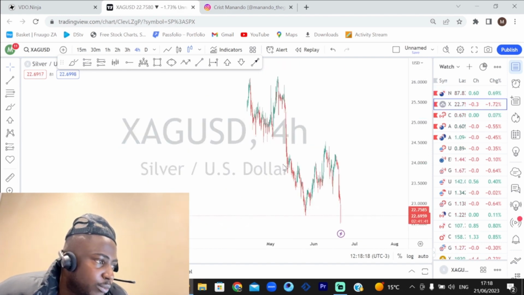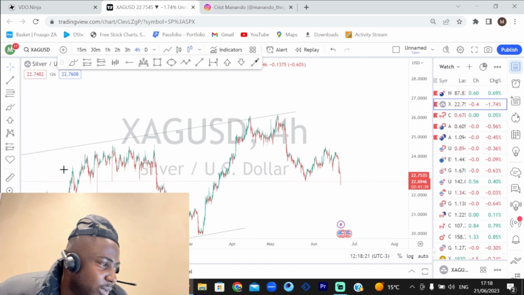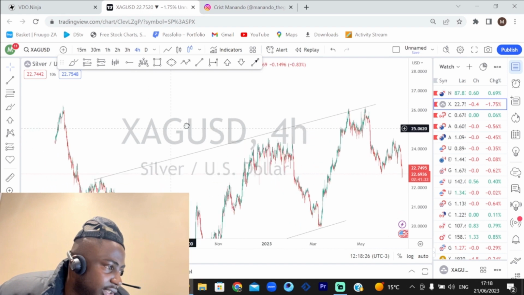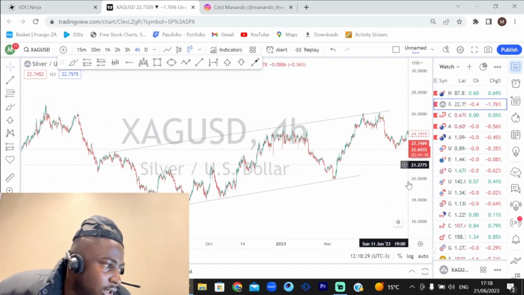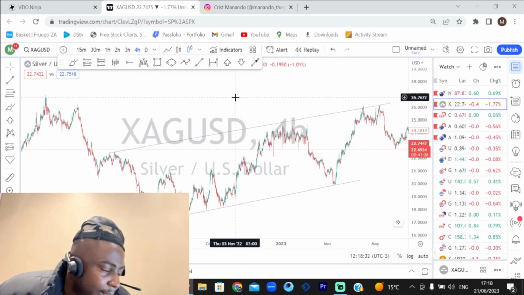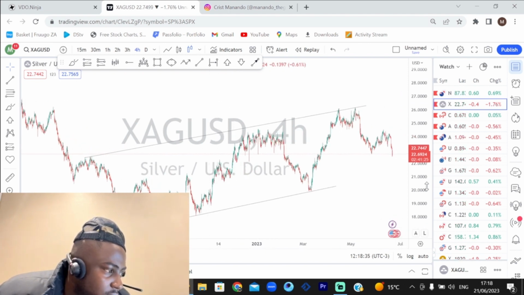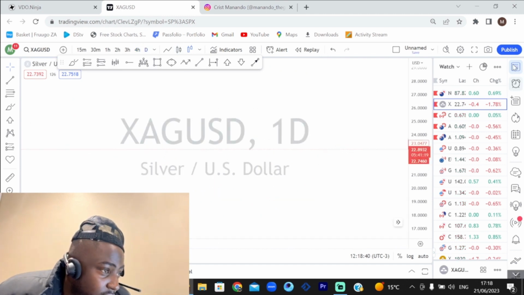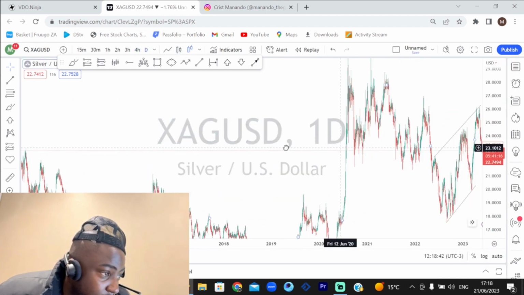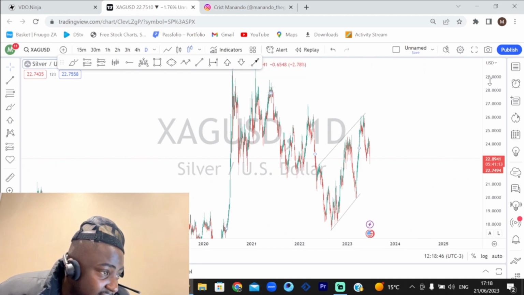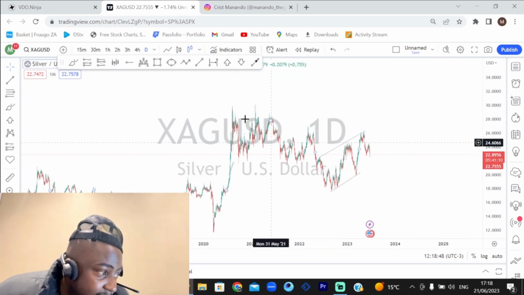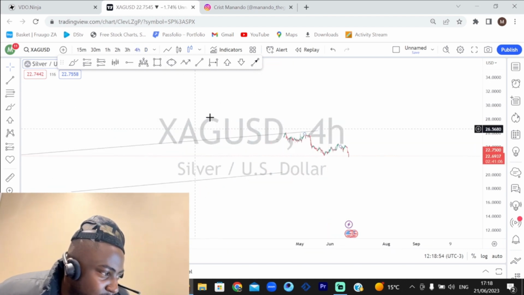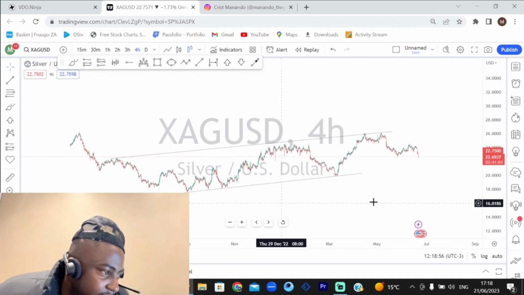Okay, now we can move on to silver. With silver, I literally just saw something very interesting. Once again, 4 hourly time frame. I don't want to go to the daily because it's not really necessary, but some people might attack me for this, so I'm just going to do it for you guys. There's really nothing interesting in the daily time frame. As you can see, it's very choppy, so I can't make sense of that. So I'm just going to scale down to the 4 hourly time frame and look at what I have.